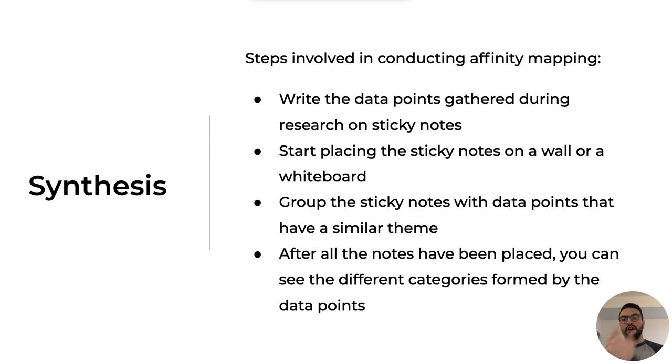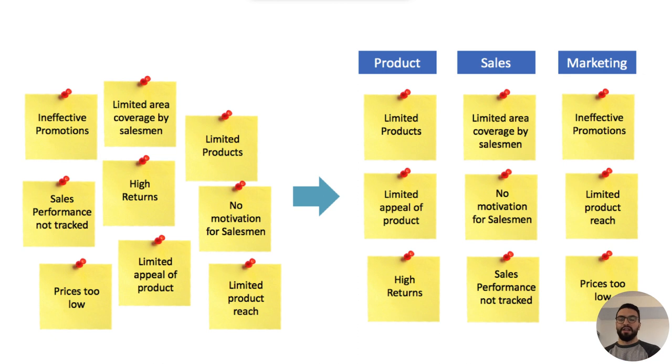And then later on, you would want to group those sticky notes with data points that have similar themes, right? And then after all the notes have been placed, you can see the different categories formed by the data points. So here's an example that helps put it more into perspective. Let's say a team needs to explore why few businesses struggle with sales, and an affinity mapping diagram would help you organize this something like this, right?